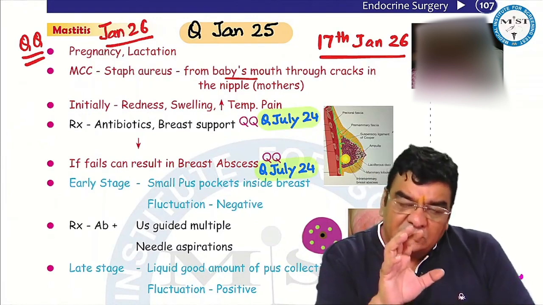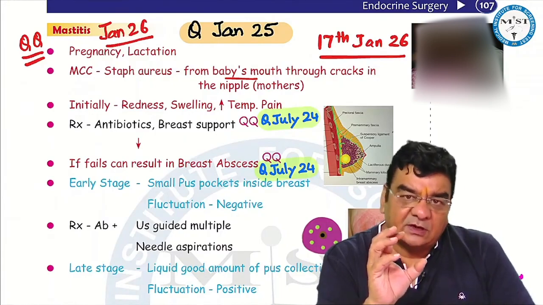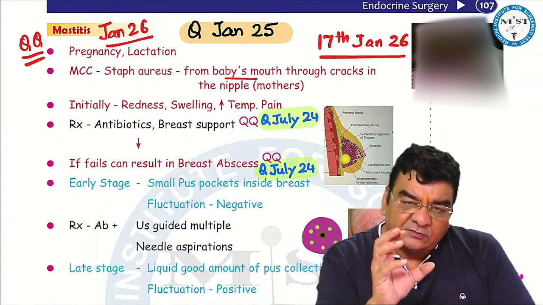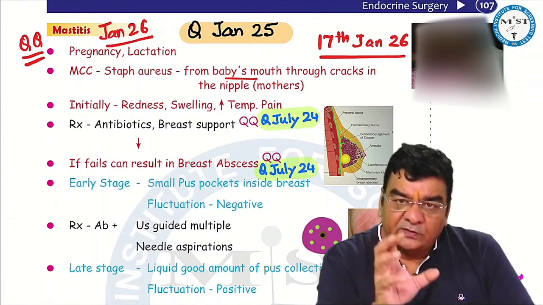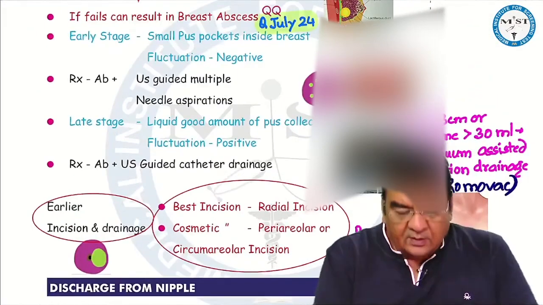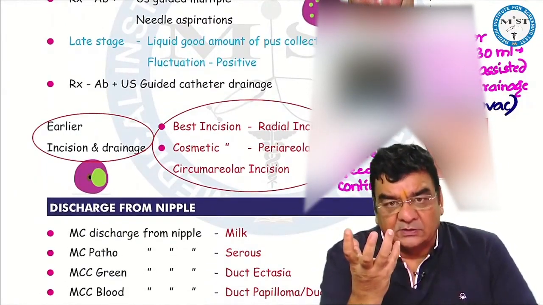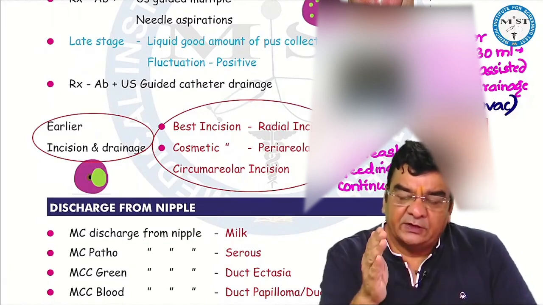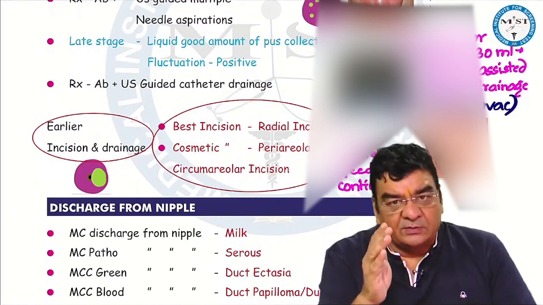If the lady does not come to us at this stage, or if the antibiotics are not working properly, then gradually a large abscess can form inside the breast. If the size of the abscess is more than 3 cm or it is more than 30 ml, then along with antibiotics, we have to do ultrasound guided catheter drainage, and we use a vacuum suction drain to drain these breast abscesses. Now, in these cases, fluctuation will be positive if there is good liquid collection. Earlier, we were doing incision and drainage, where the best incision used to be radial. Cosmetic incision was circumareolar or periareolar.